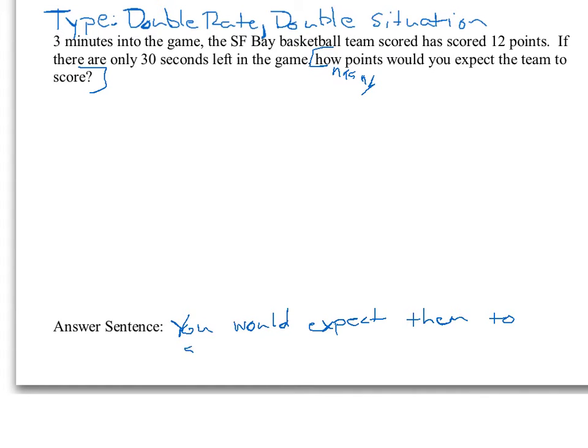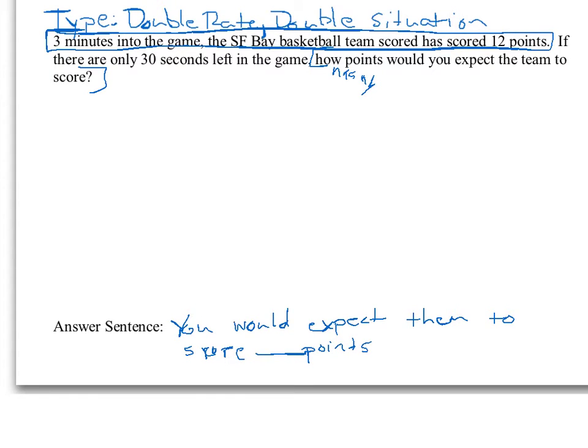To score blank points. As I'm reading through this, I see it's 3 minutes was 12 points. So that's our rate here. Three minutes for 12 points, or 12 points every 3 minutes.